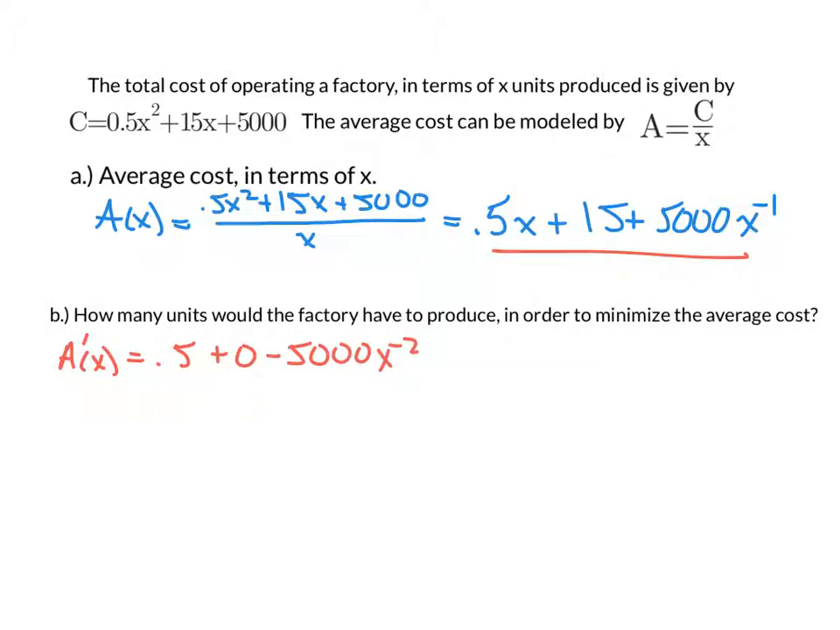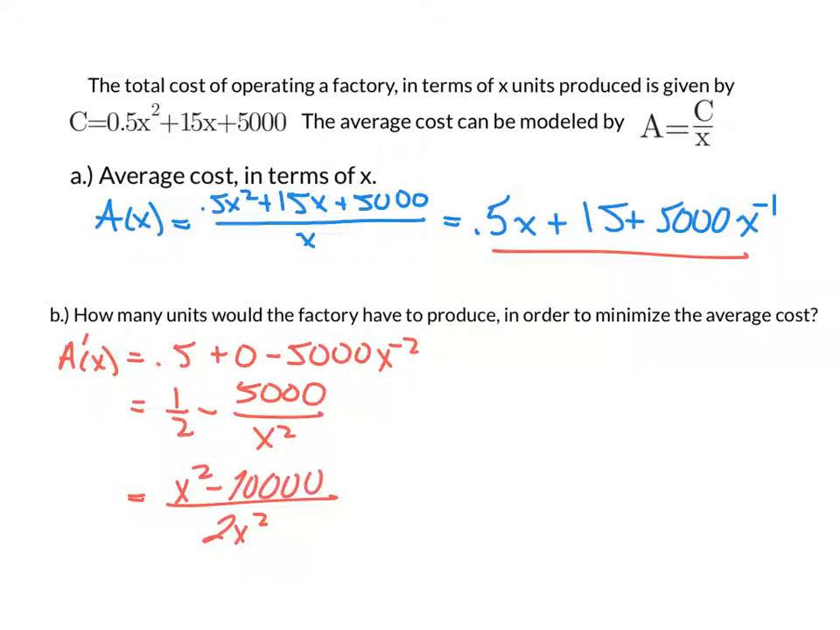The maximums and minimums are going to happen when the derivative is equal to 0 or when it's undefined. So let's clean this function up a little bit. 0.5 is 1/2, minus 5,000 over x². Writing this as a single fraction, our common denominator will be 2x², meaning the 1 gets multiplied by x², and 5,000 gets multiplied by 2, so that's 10,000.